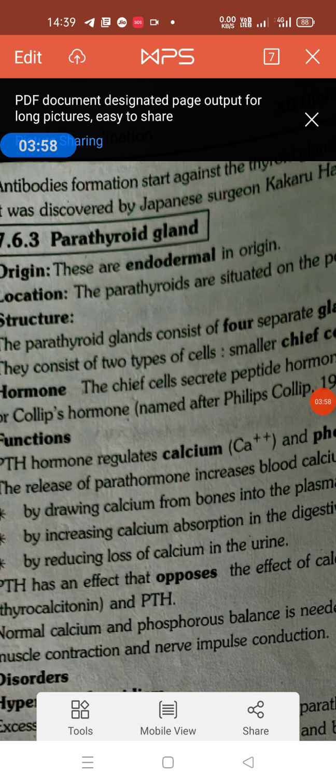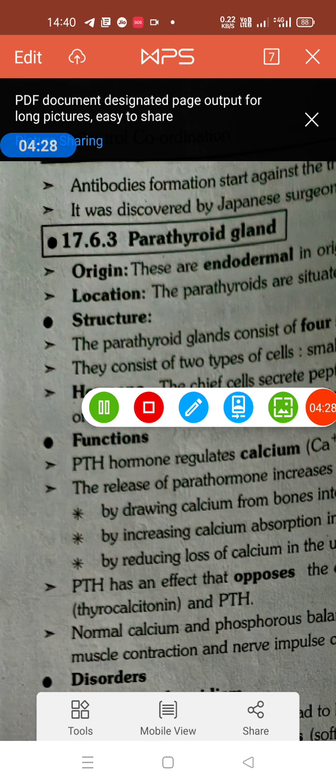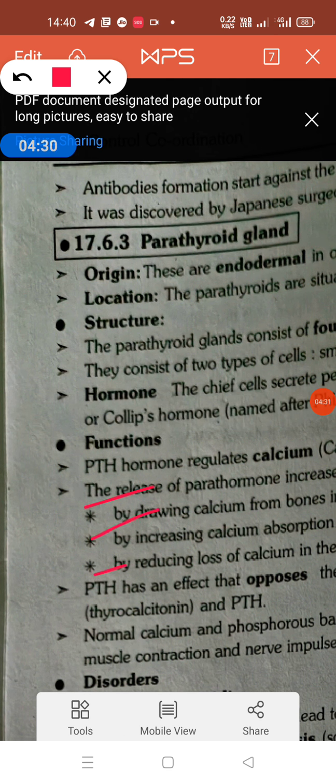Antagonistic means they are opposed to each other. Calcitonin or thyrocalcitonin decreases the calcium level in blood and increases its deposition on bone, because bone needs calcium and phosphate. But parathormone decreases the level in bone and increases it in blood, or properly maintains the normal level in blood. So it acts by drawing calcium from bones into the plasma, by increasing calcium absorption in the digestive tract, and by reducing loss of calcium in the urine. These are the functions of the hormone parathormone.